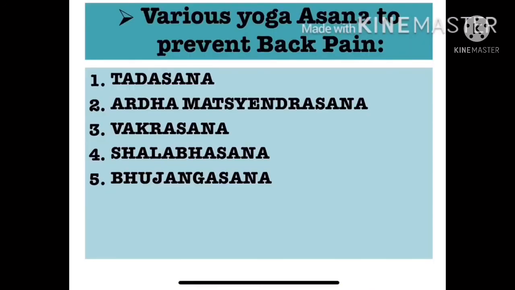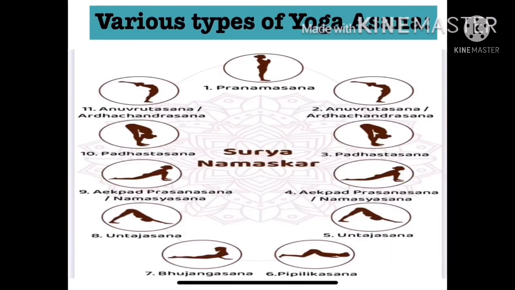The various asanas to prevent or cure back pain are Tadasana, Ardha Matsyendrasana, Vakrasana, Shalabhasana, and Bhujangasana. So now we will study various types of yoga asanas which help us to cure all these common health problems which we have studied already. Now we'll study the procedure and the contraindications of the asanas one by one.